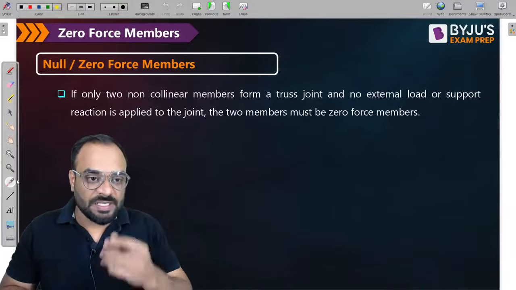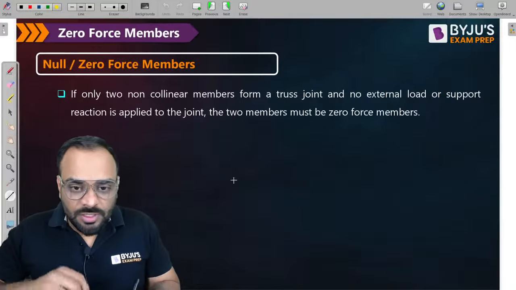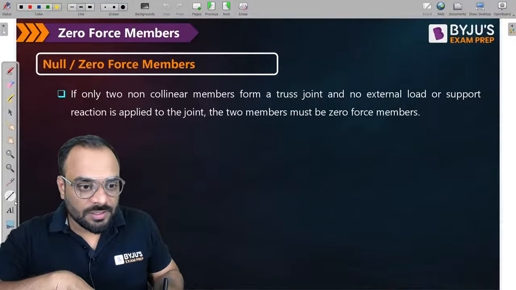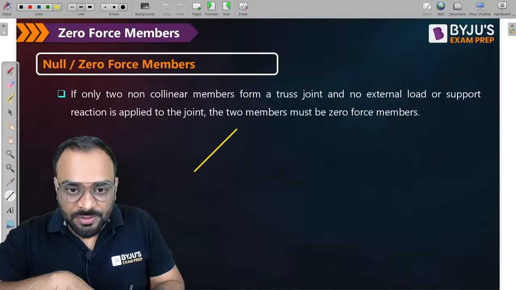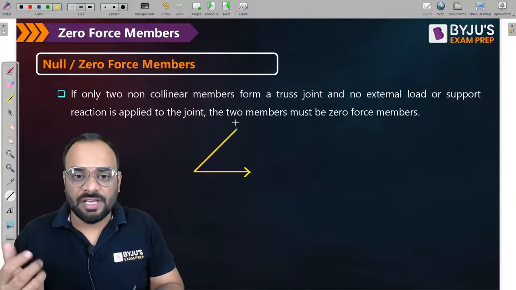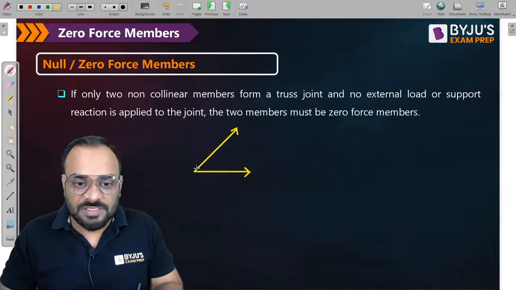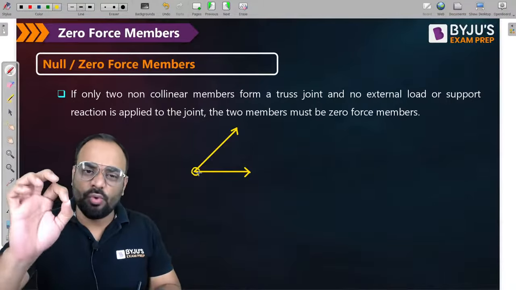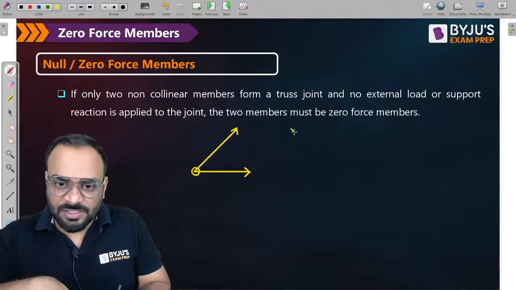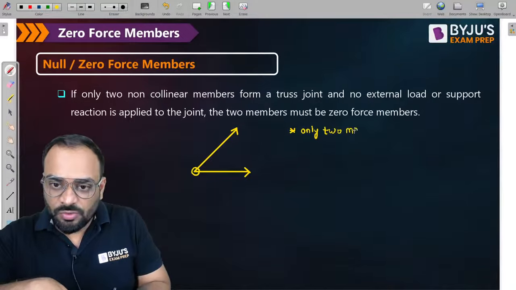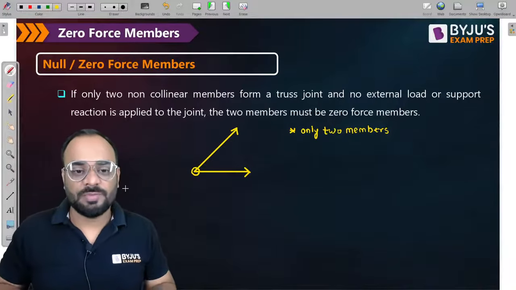The first one is, let us suppose there are two members which are meeting at a joint. What is a joint? Where the members are meeting, right? The junction where members are meeting is known as a joint. So this is our joint at which let us consider only two members are there. There are certain conditions, I will write them down at the same time. Only two members should be meeting at that particular joint.